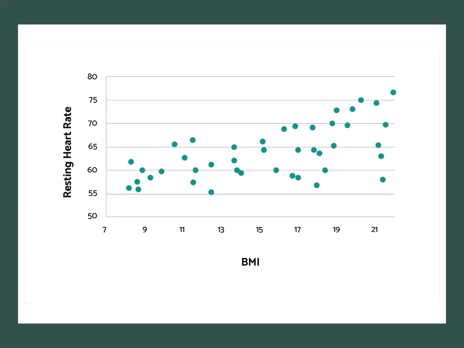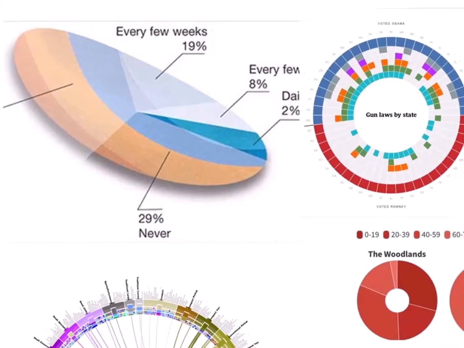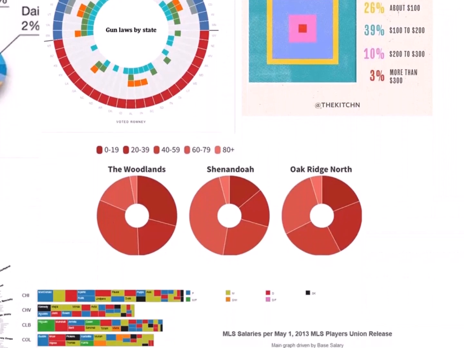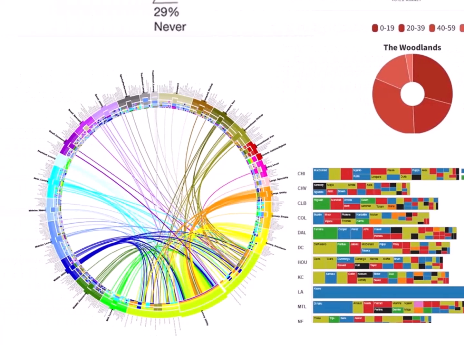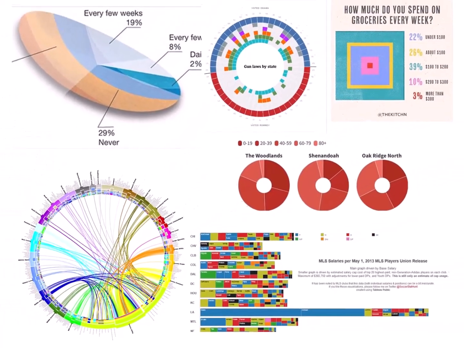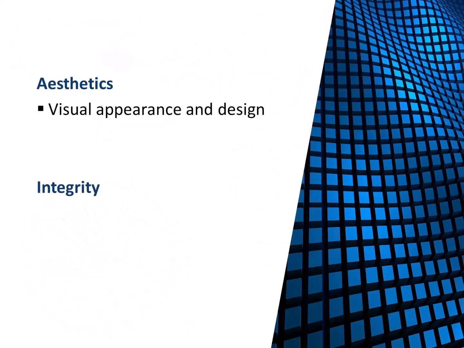Many times when starting a discussion about bad graphs, it's common to show examples of really bad ones, often combining different kinds of badness. I'm going to take the approach of looking at it from two angles: aesthetics and integrity. Aesthetics refer to the visual appearance and design of a graph. Some graphs just have bad taste.